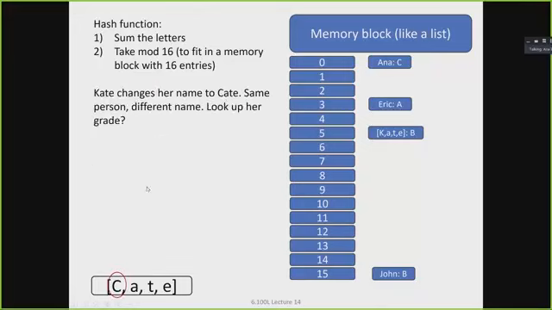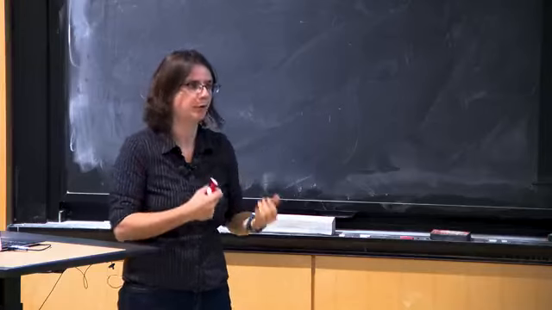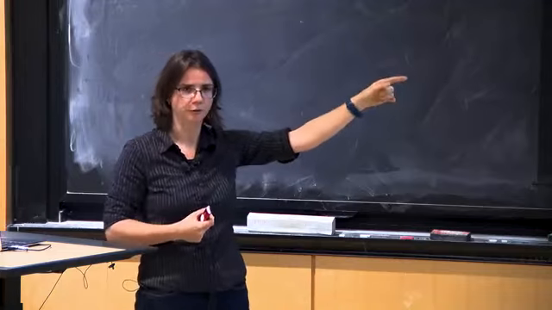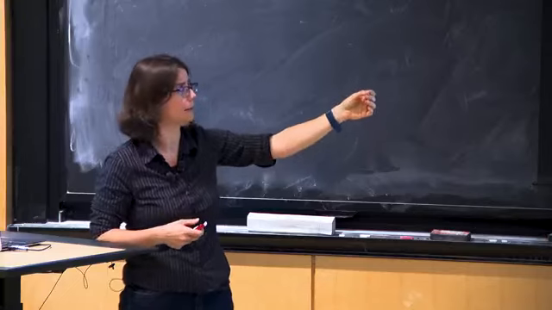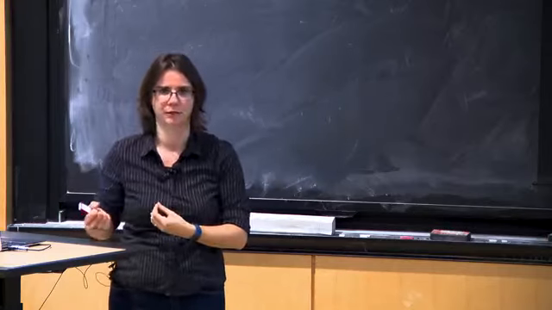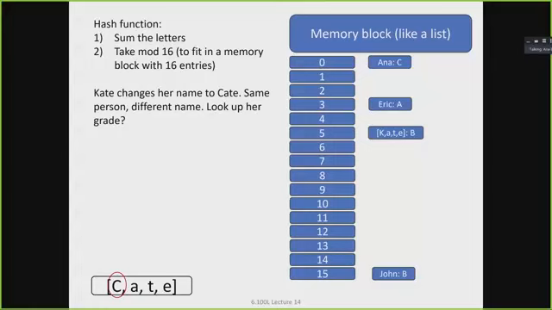But let's say that Kate goes and changes her name from Kate with a K to Kate with a C. It's the same object, right? The same person. She earned her grade B originally, so if I want to grab her grade back, even though her name has changed, I would still like to grab the B associated with her as a person. But Kate with a C, if I run that same hash function that I ran to put her grade in my table, tells me that I now need to look up her grade at memory location 13, no longer at memory location 5. Right? She's not there.